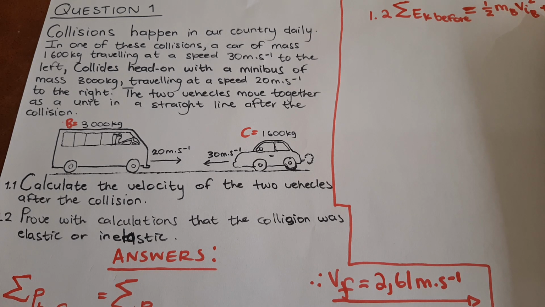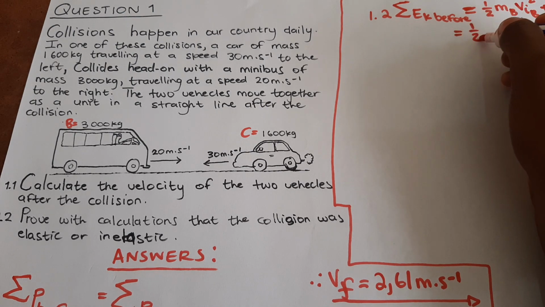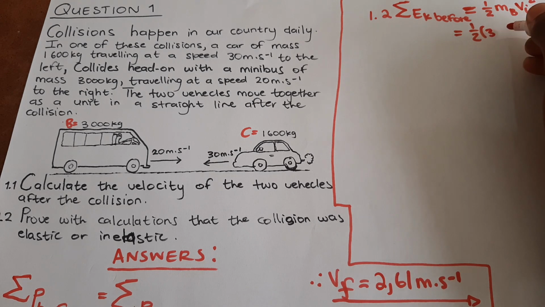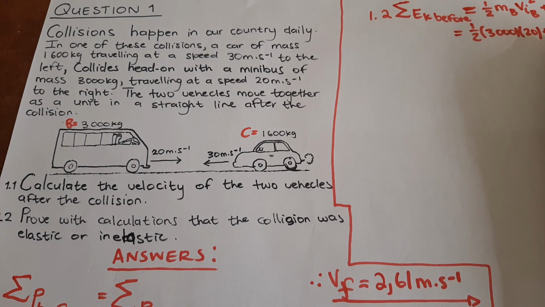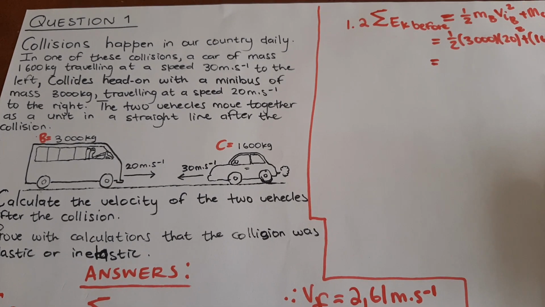So the initial velocity of the car squared. This will be equal to half, the mass of the bus, the minibus, is 3000. The initial velocity is 20 meters per second, plus the mass of the car, 1600. What's the initial velocity of the car? It's moving to the left, so minus 30, squared.